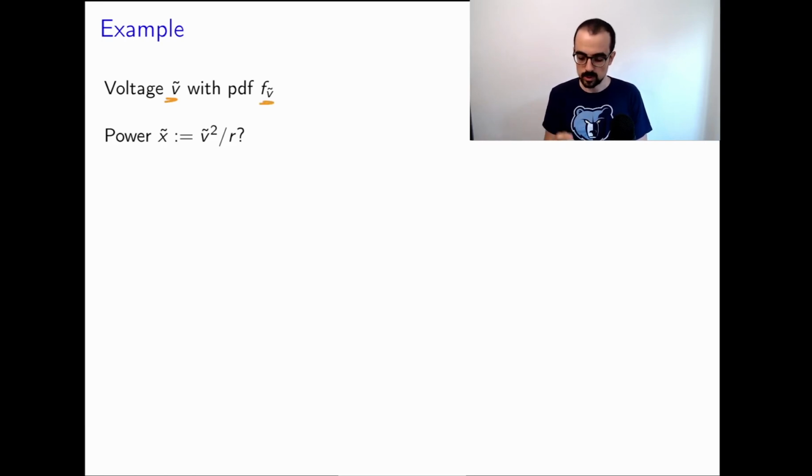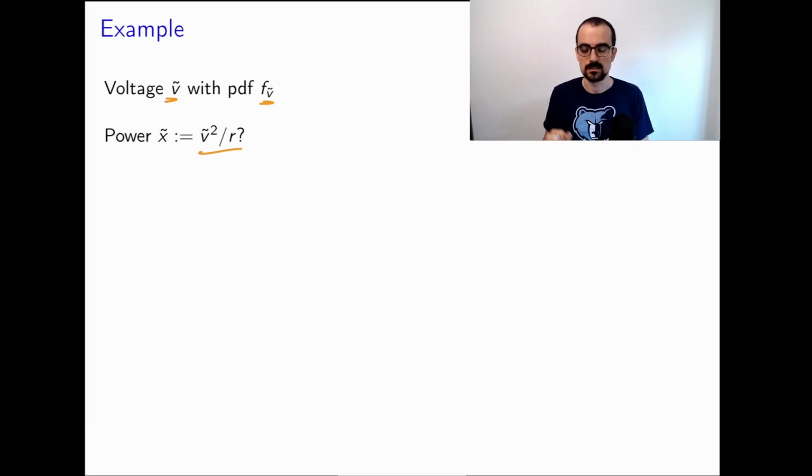But now we want to know the power, which is the square of the voltage divided by R, where R is a constant. Realize that R does not have a squiggly thing on top, so you can think of it as a number, like 23 or something. Okay, so now what is the density of the power?